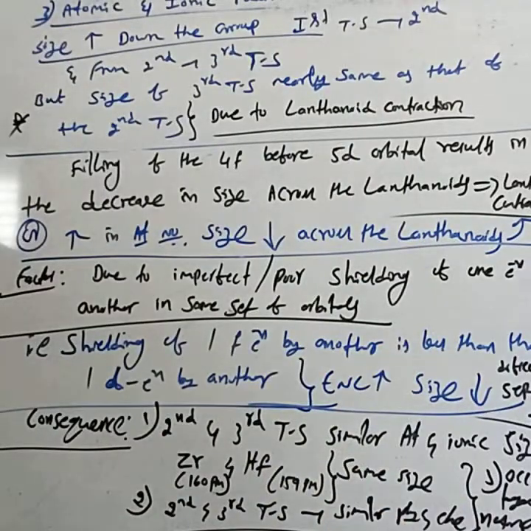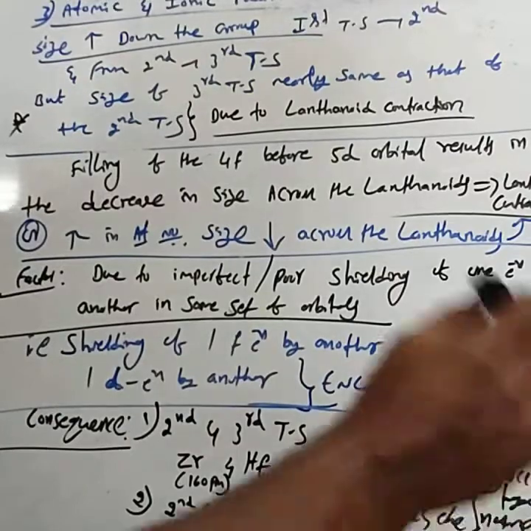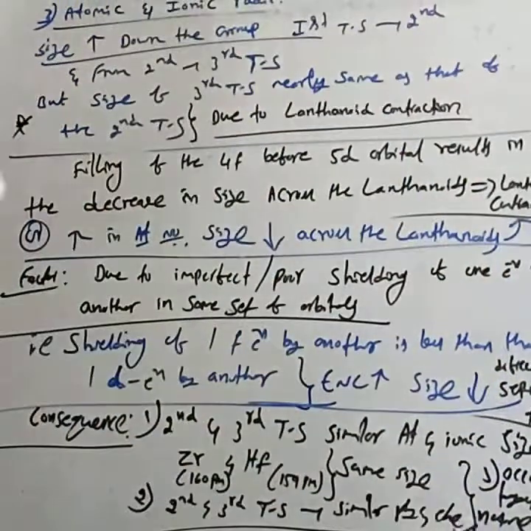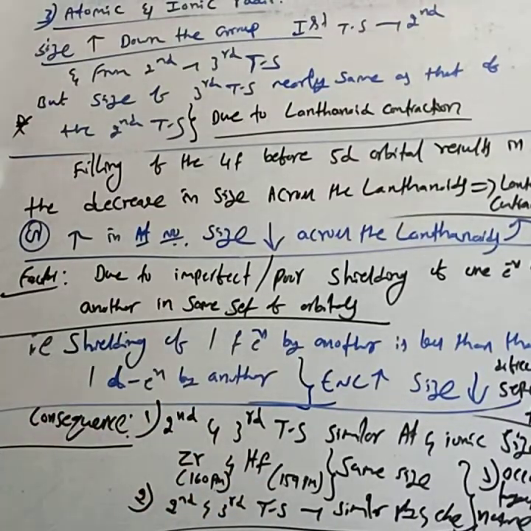These are the consequences of the lanthanide contraction, the lanthanides occurring together in nature and being difficult to separate. You note down as it is and practice. In the next class we can study other general properties.